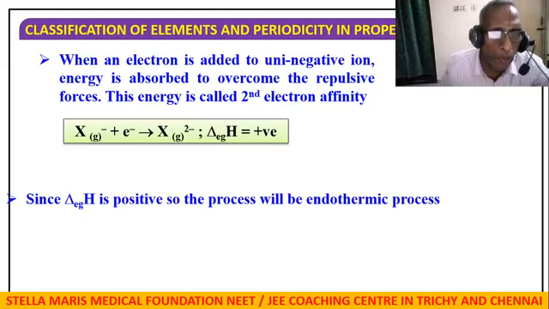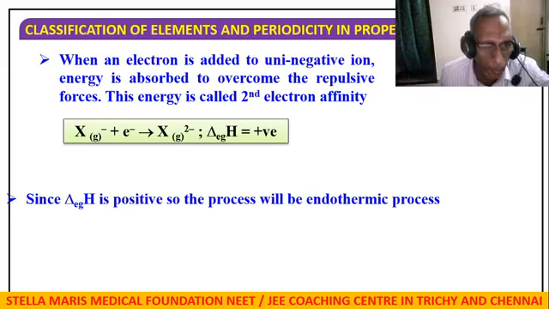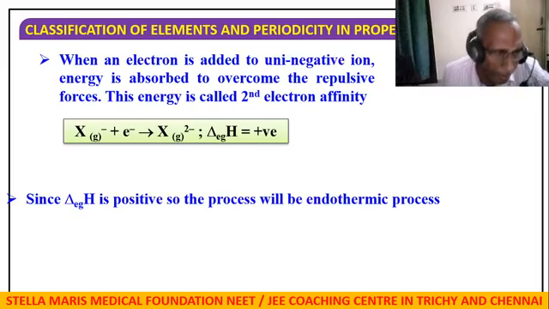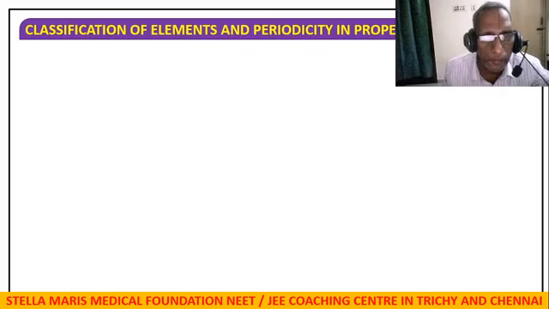Energy is absorbed to overcome the repulsive forces. So second electron gain enthalpy is positive. So the first electron affinity process is exothermic, whereas the second electron affinity process is endothermic. Once again, everybody listen.